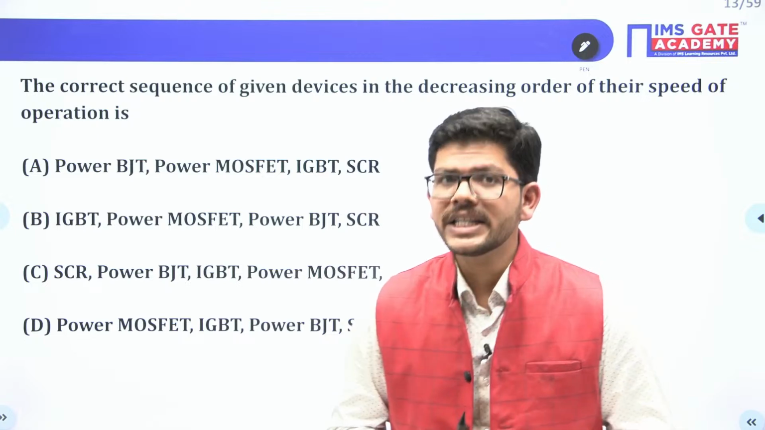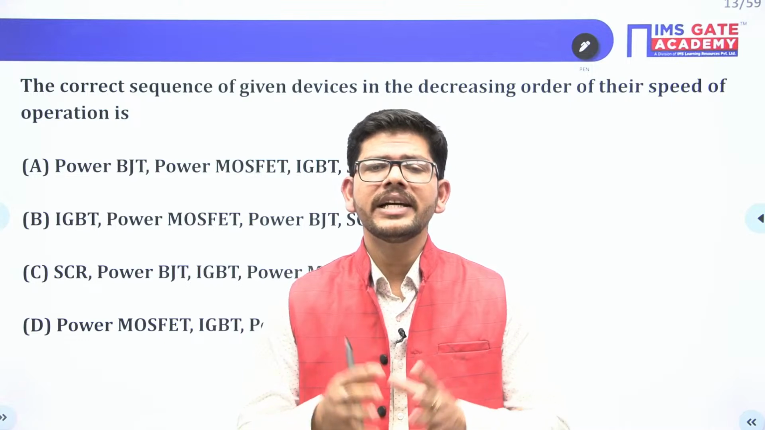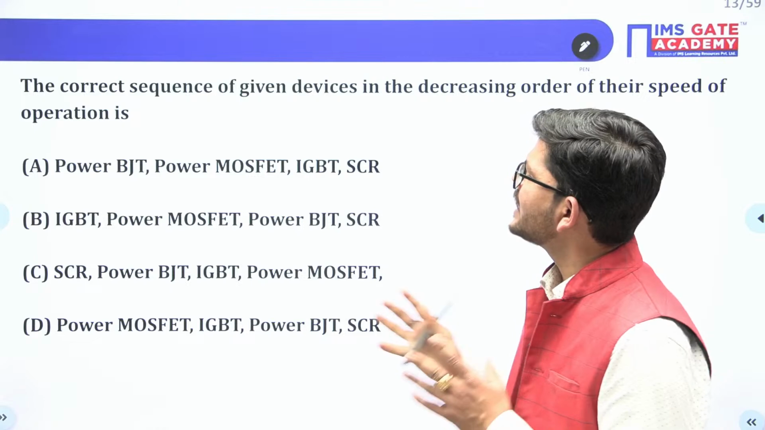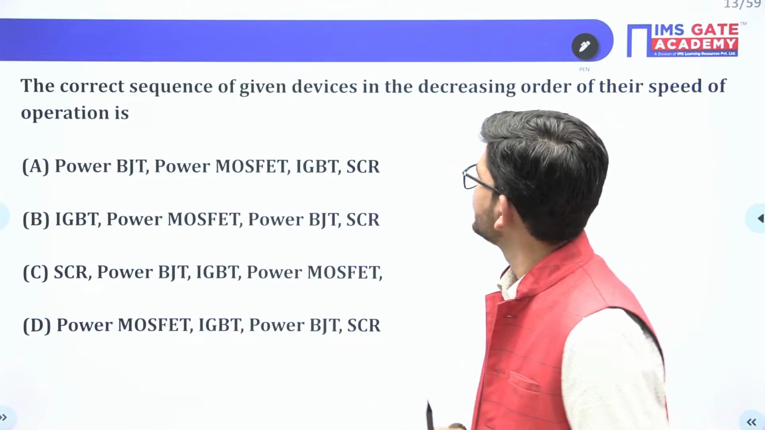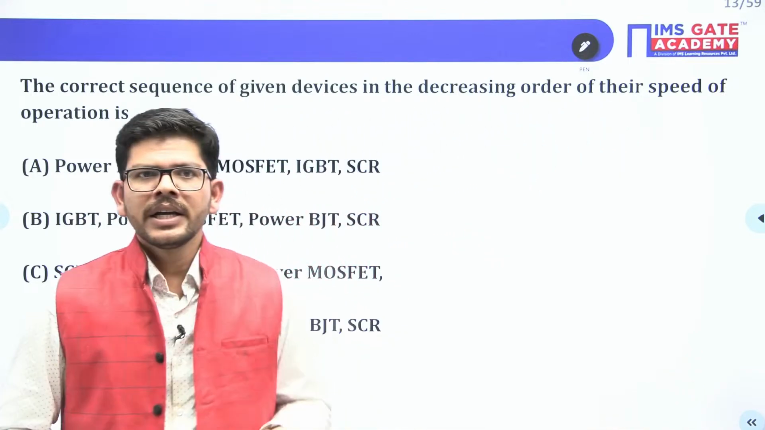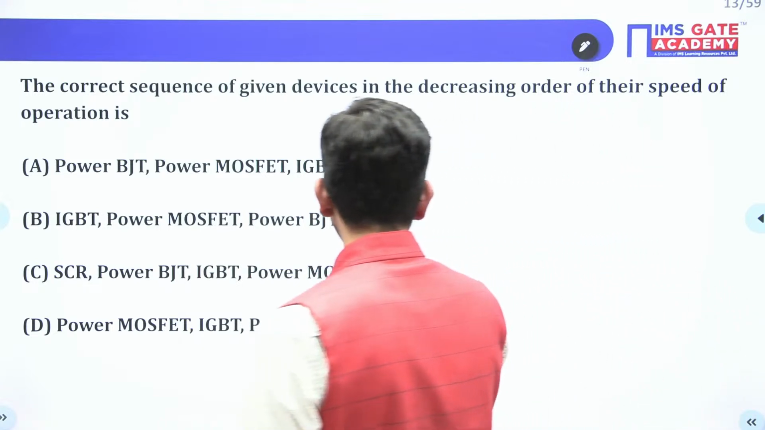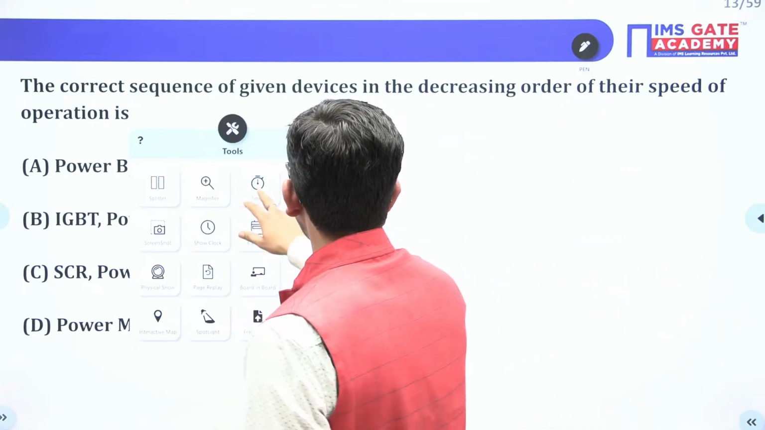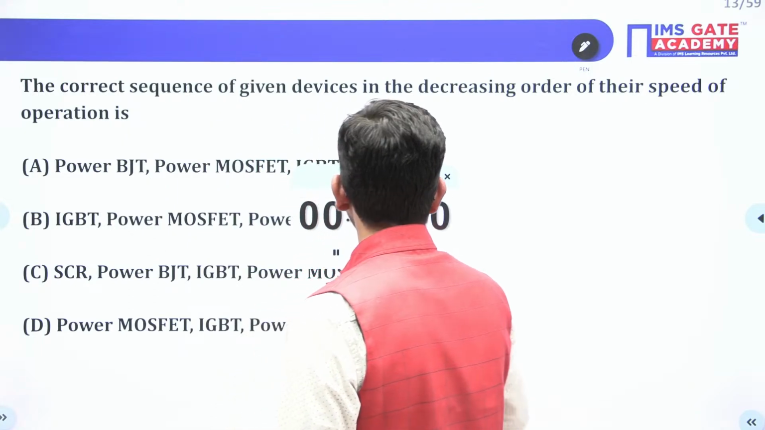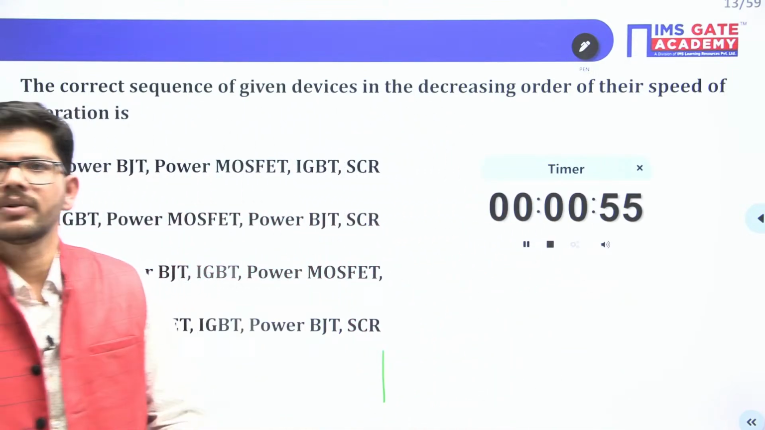This is a very interesting one, and these types of questions have recently been asked in the GATE exam a couple of times. Okay. So see this particular problem. The correct sequence of given devices in the decreasing order of their speed of operation. I am giving you 1 minute for this particular problem as well. First I just want you to think about it and then together we will answer.